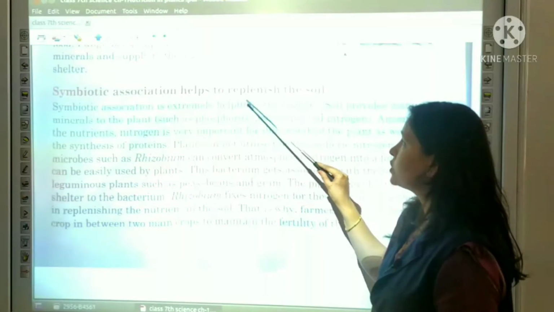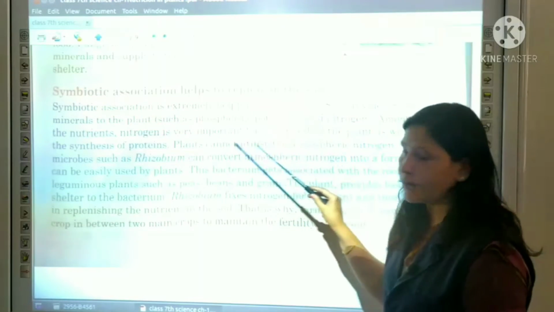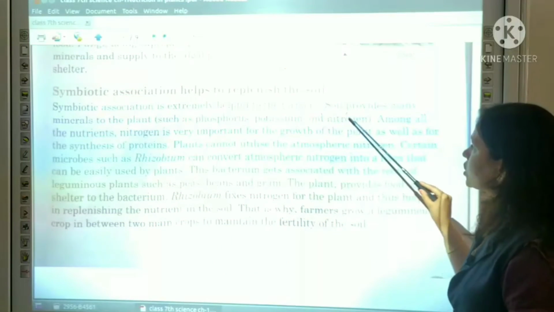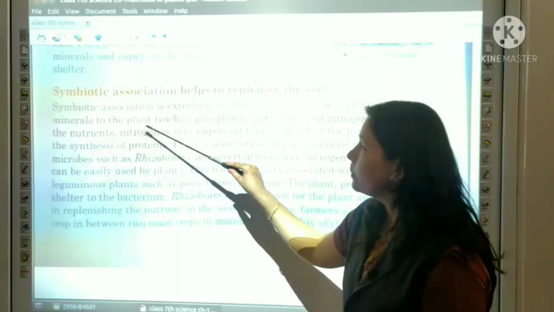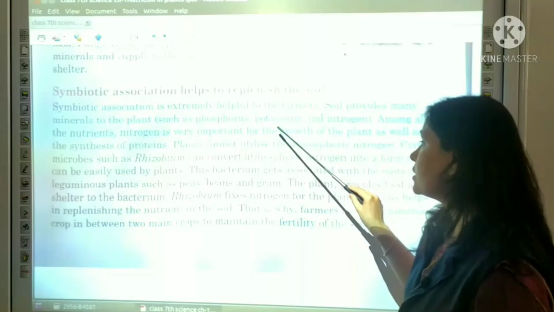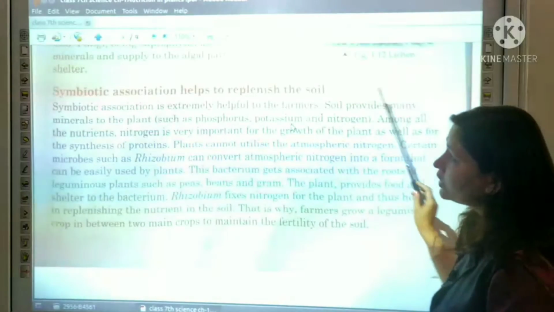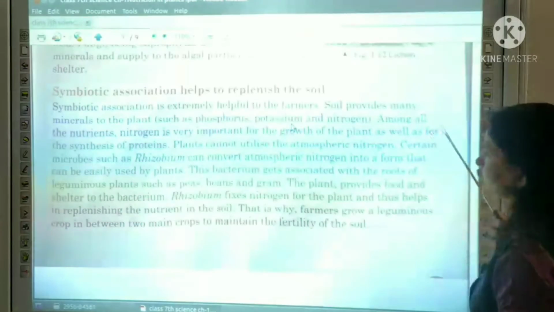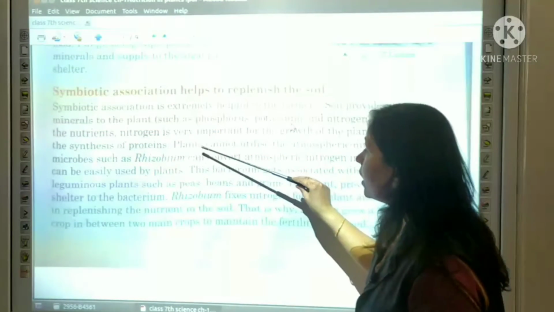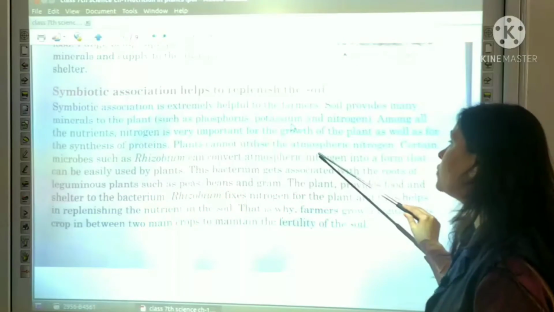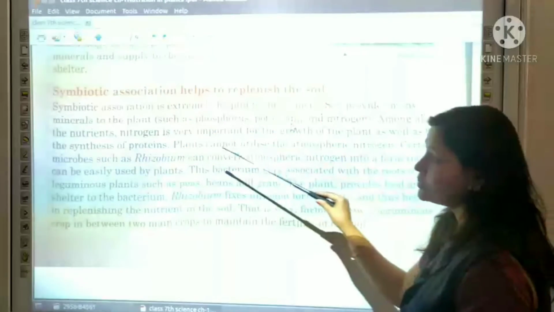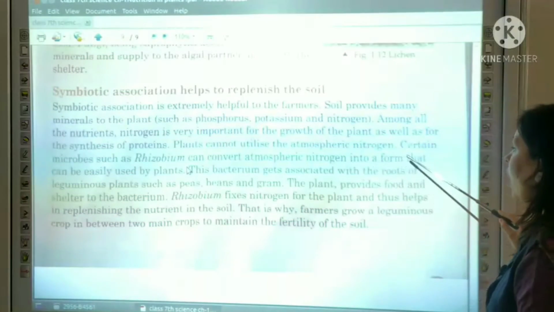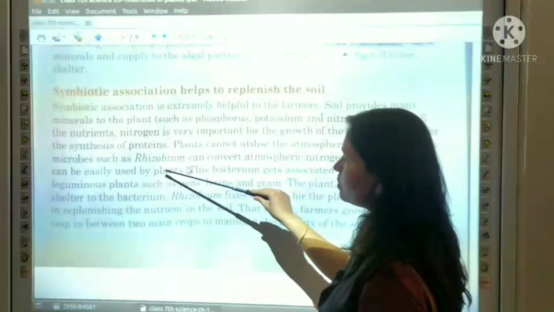Symbiotic association helps to replenish the soil. Symbiotic association is extremely helpful to the farmer. Soil provides many minerals to the plant such as phosphorus, potassium and nitrogen. Among all the nutrients, nitrogen is very important for the growth of the plants as well as for the synthesis of proteins. Plants cannot utilize the atmospheric nitrogen. Certain microbes such as rhizobium can convert atmospheric nitrogen into a form that can be easily used by plants.